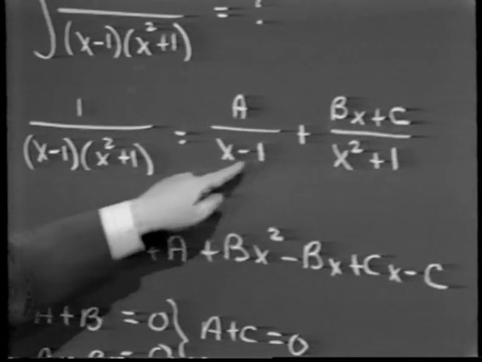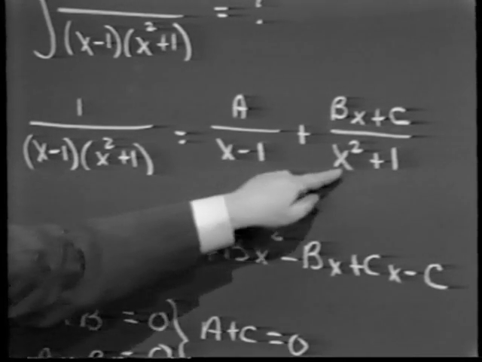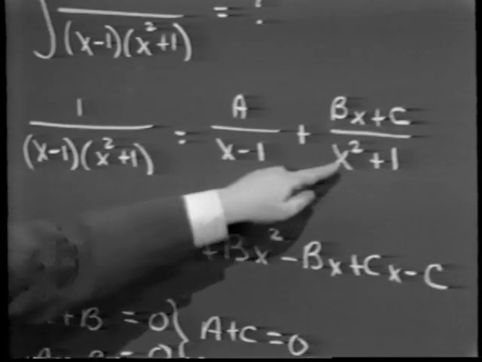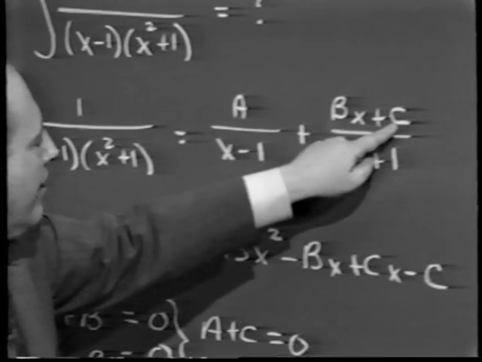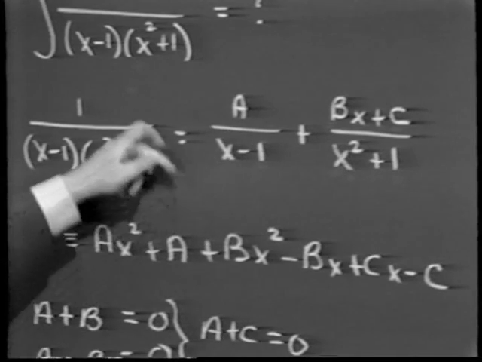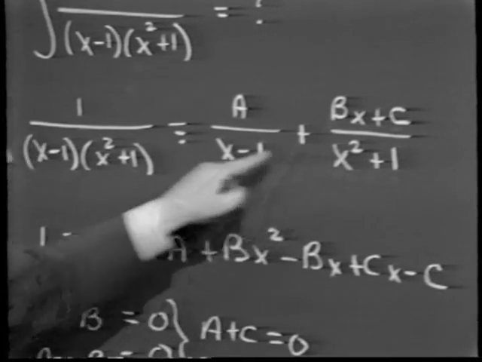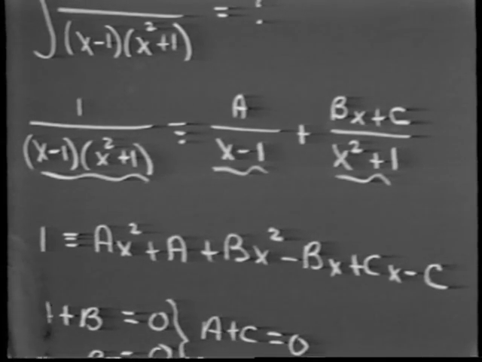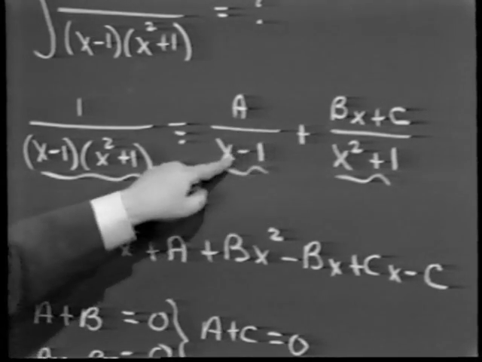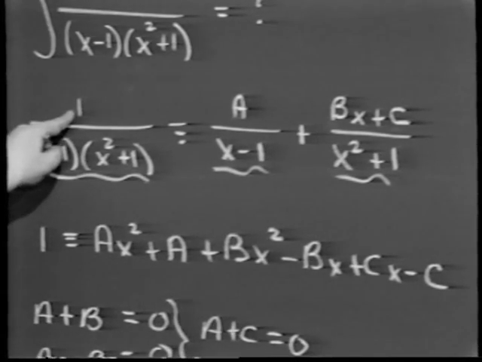We put this over a common denominator. What will the common denominator be? It'll be x minus 1 times x squared plus 1. How will I put this over a common denominator? It'll be a times x squared plus 1 plus bx plus c times x minus 1. Now, this is supposed to be an identity. If two fractions are identical and the denominators are the same, the only way they can be identical is for the numerators to be identical. So I'm going to cross multiply to obtain the numerator of the right-hand side, and then equate that to the numerator on the left-hand side, which is 1.